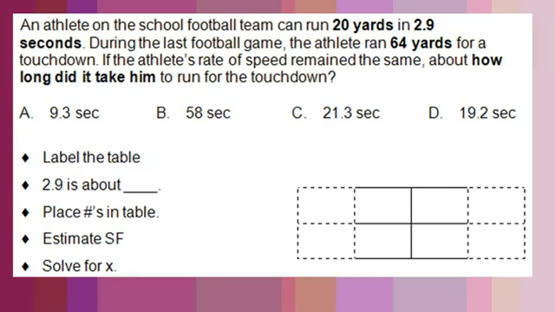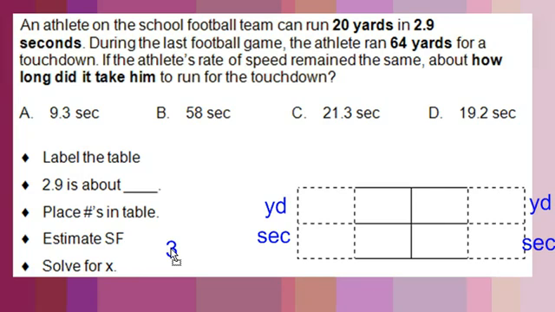Since we are given a rate and told that that rate will remain the same, we can solve this problem using a proportion. We will use a proportion box to solve. Our first step is to label the table with the units that we are given. We know we are working with yards and seconds. We want to line these units up in the table so that yards are with yards and seconds are with seconds. Next, we are going to estimate.